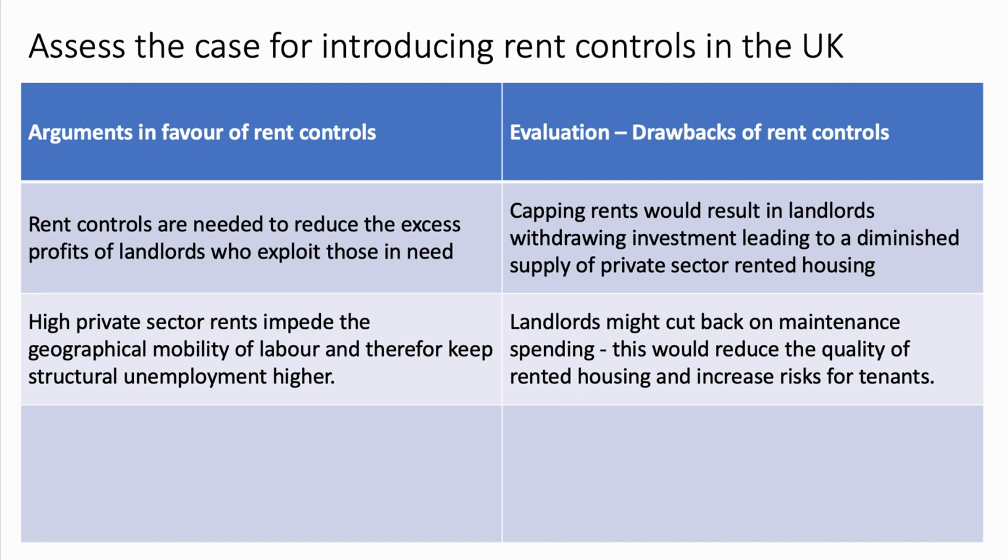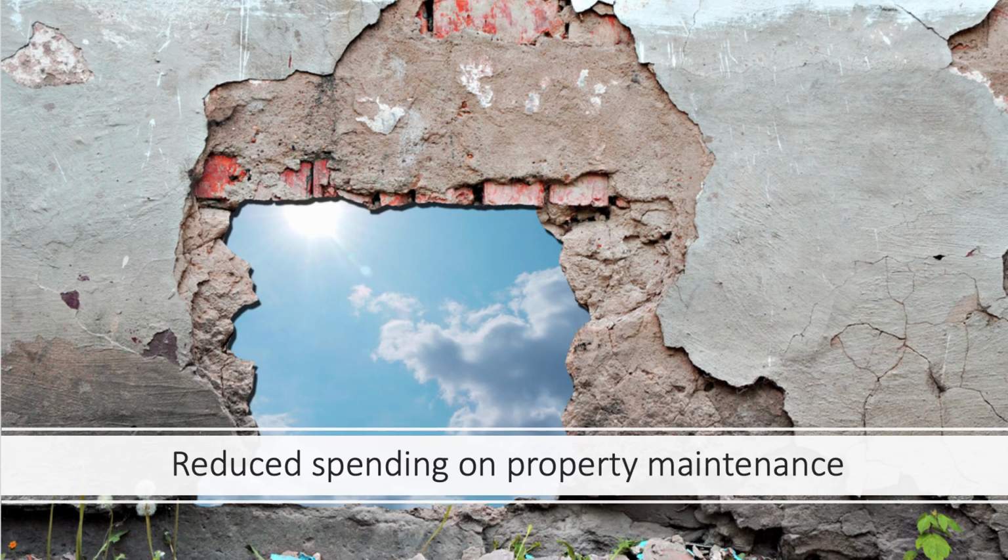On the other hand, if you impose a rent control, landlords might make fewer houses available for sale, or equally they might just cut back in other areas. They might, for example, cut back on maintenance spending, and that would reduce the overall quality of the housing stock available for rent, and also might increase the risk for tenants, for example, carbon monoxide or damp in a property. So if you cut back on your property maintenance, the cracks might soon start to appear in your rented properties, hopefully not as bad as that picture suggests.